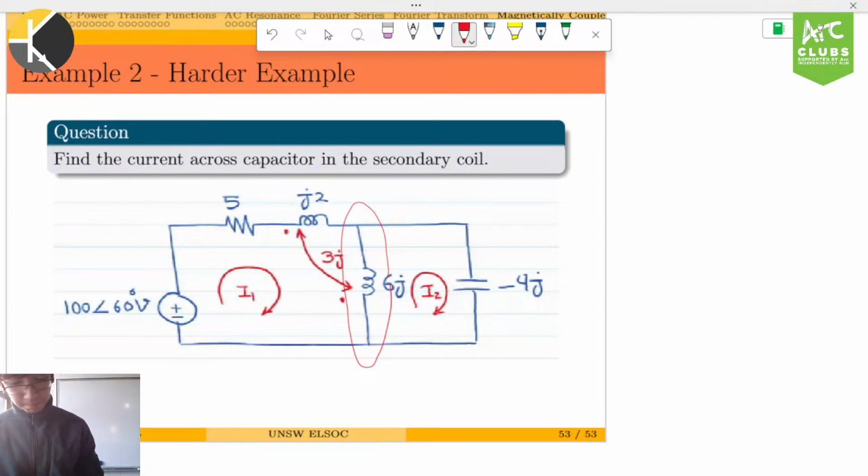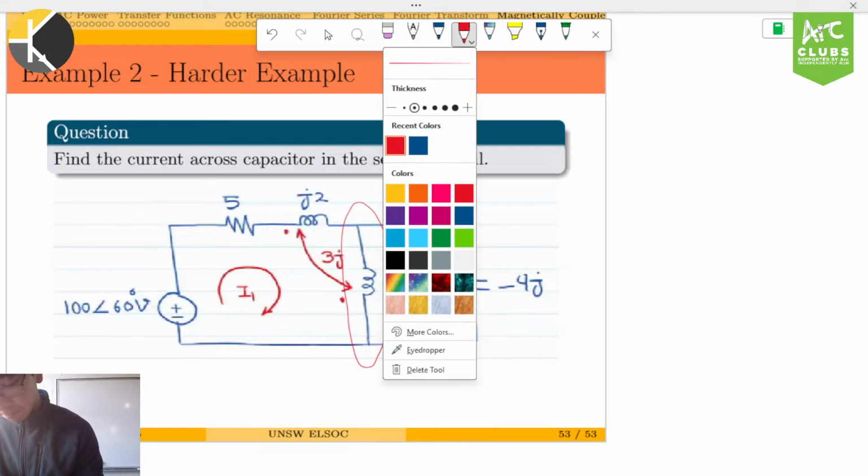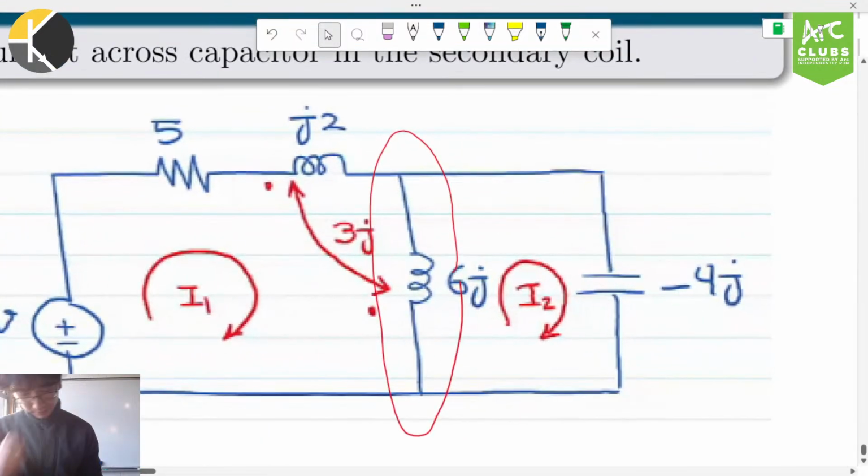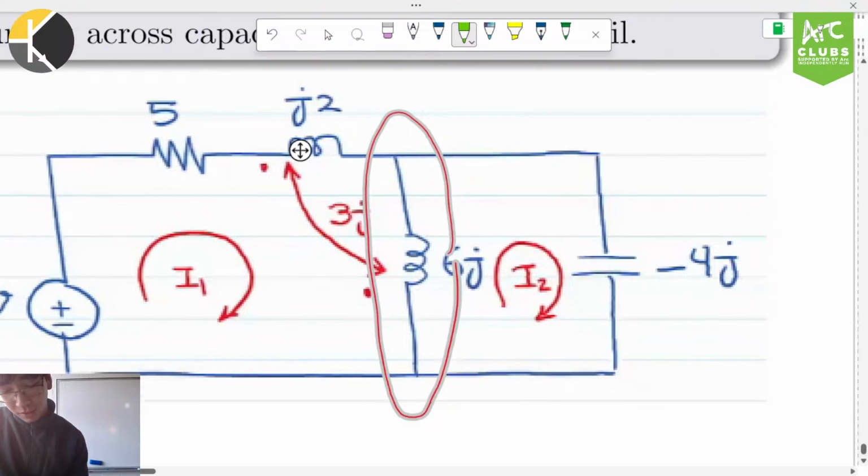So like always, the first thing I'm going to do is find the polarity of each of these dotted terminals. So we have I1 flowing into the dotted terminal of I2. So that will give us a positive here and a negative on the other side.